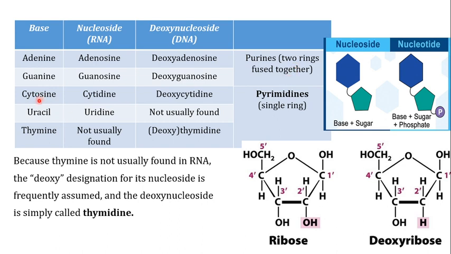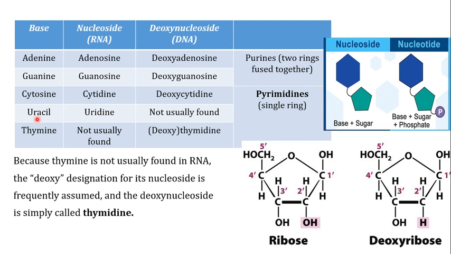When you talk about the cytosine, it is actually a base. So when the ribose sugar is attached to the cytosine, we call it the cytidine. But if a deoxyribose is attached to the cytosine, we call it the deoxycytidine. The uracil, again, is a base, and when ribose sugar is attached to the uracil, that is called the uridine.